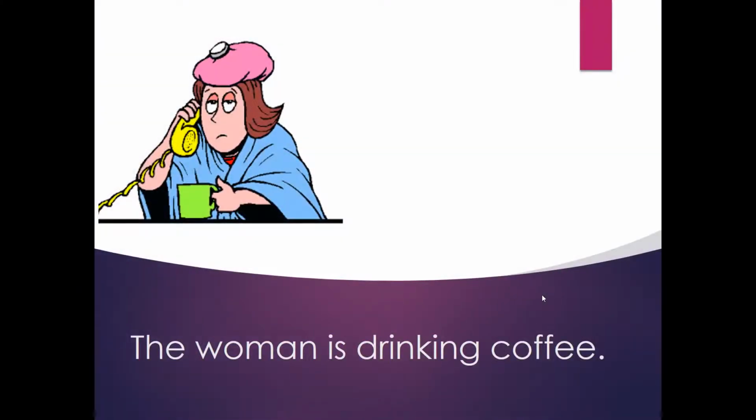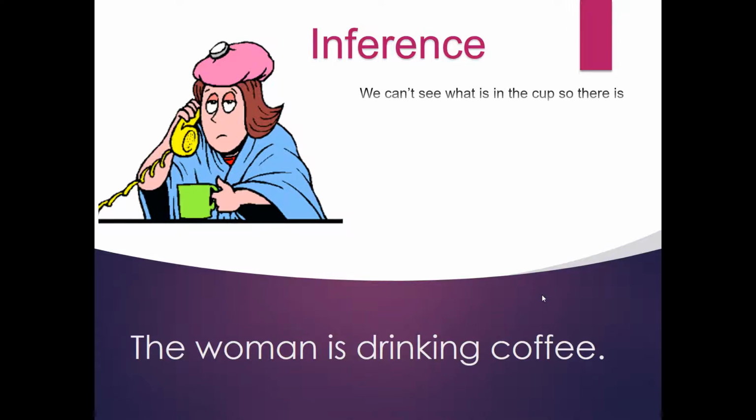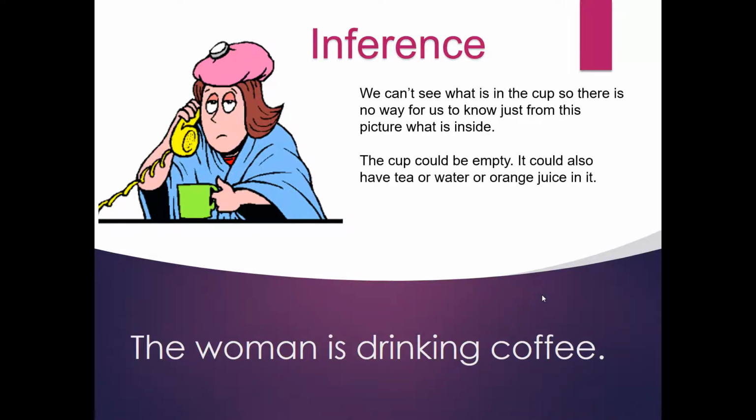The woman is drinking coffee. Is this an observation or an inference? All right, so this is an inference. Why is this an inference? Do we see the coffee? Can we smell the coffee? Did we hear the coffee being poured? No, we didn't, so we can't prove that this is a cup of coffee. It could be a cup of tea. We can't see what it is, right?